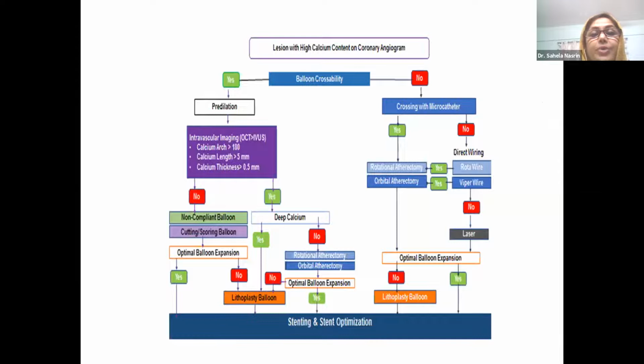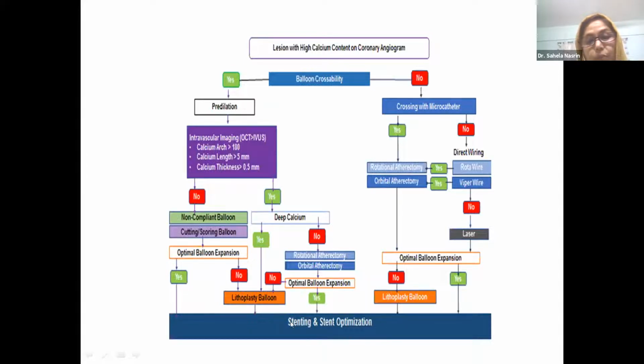So what we have done in case of lesion with high calcium content, balloon crossability was possible. So we did pre-dilatation and intravascular imaging by IVUS was done, as there was some kind of under expansion. So we did non-compliant balloon pre-dilatation, and finally optimal balloon expansion was possible.